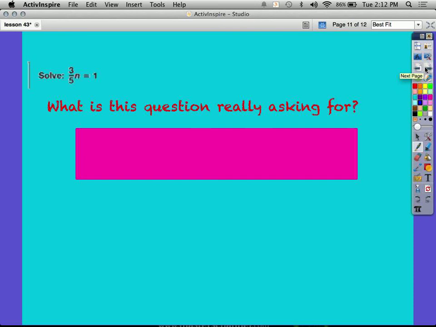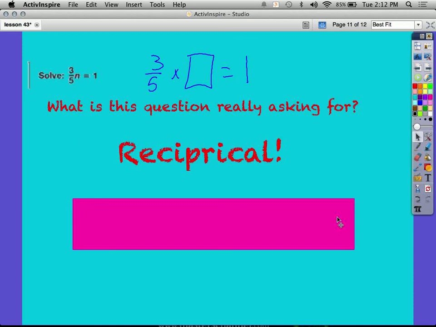3/5 n equals 1. What is this question really asking for? When do we have a fraction times an unknown number equals 1? Remember when we had problems that looked like that? Isn't this box the same as having that letter n there, an unknown? Absolutely. We're asking for the reciprocal. So all we need to do there is write our answer of 5/3.